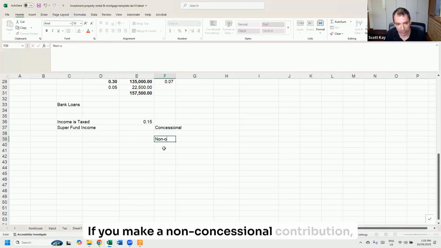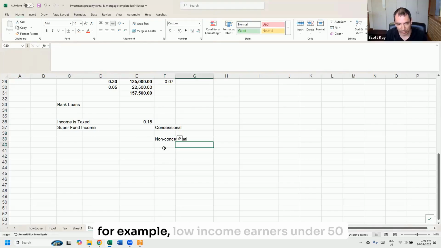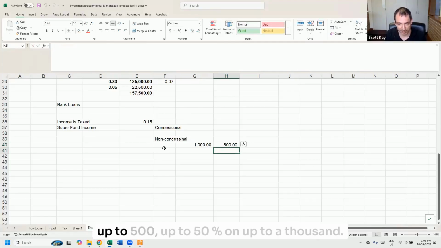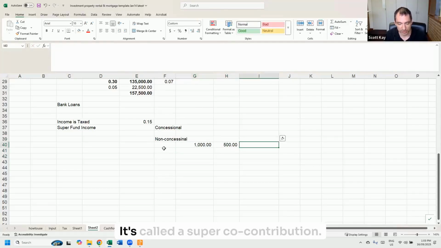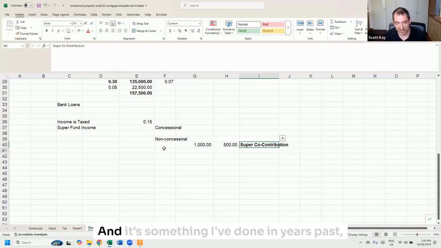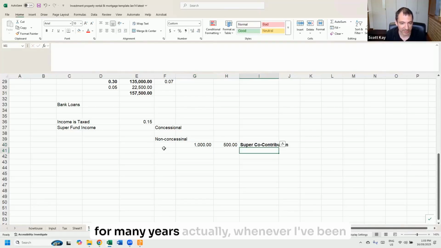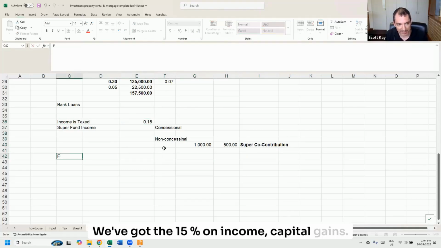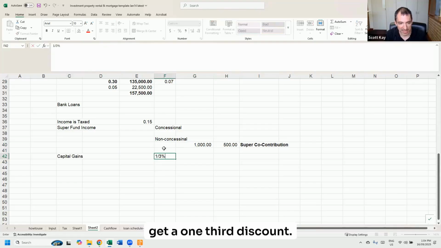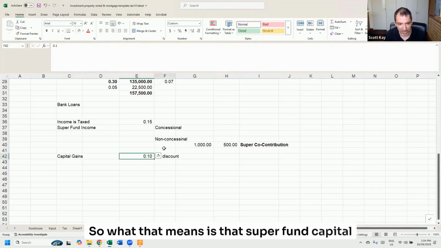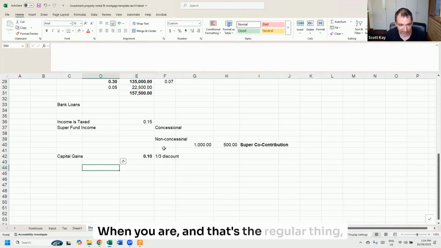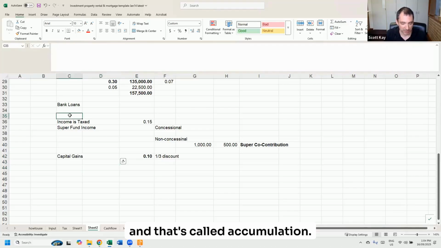If you make a non-concessional contribution, for example, low income earners under 50 grand approximately can put in $1,000 and get $500 paid in by the government, up to 50% on up to 1,000. It's called a super co-contribution, and it's something I've done in years past, for many years actually, whenever I've been able to do that. We've got the 15% on income. Capital gains get a one-third discount. So what that means is that super fund capital gains that have been held more than a year are taxed at 10%. That's the regular thing, and that's called accumulation, and that's how that works.